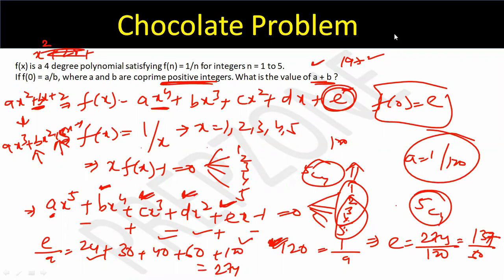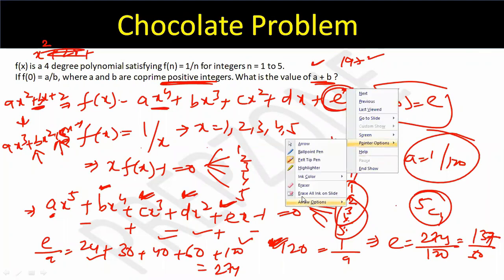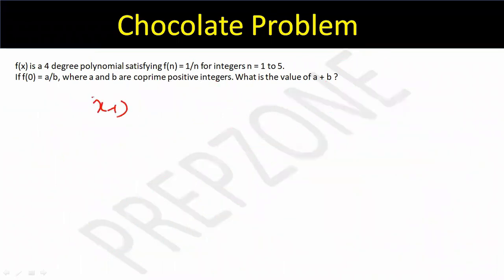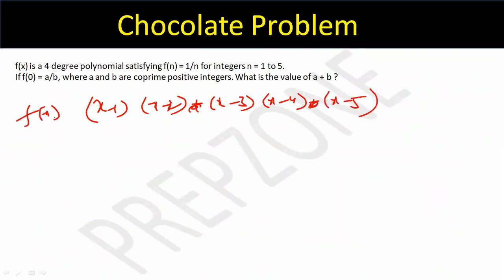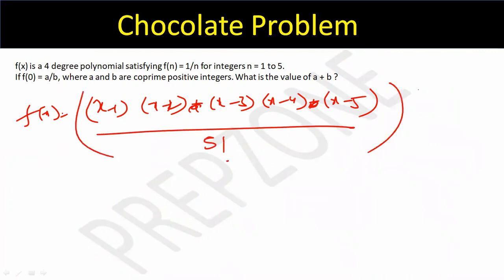But again, sir, इसमें एक चीज कर सकते थे directly, like मैंने ऐसे किया कि since values डाल के 1 by n आ रहा था, तो मैंने एक equation लिखी. So x minus 1 into x minus 2 up to x minus 5, मतलब multiply. And इसके नीचे 5 factorial divided by 5 factorial. This is f of x. So this divided by 5 factorial. And this whole thing multiplied by 1 by x minus 1 plus 1 by x minus 2 plus 1 by x minus 3, and so on till x minus 5.